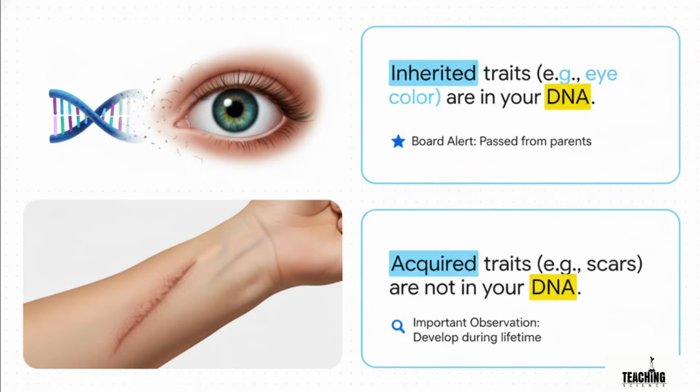But there's a really important distinction we need to make between the traits we're born with and the ones we pick up along the way. Think about this. If your mother gets her ears pierced, will you be born with pierced ears? No way, right? That's what we call an acquired trait. You acquire it during your lifetime. It's like getting a scar or learning how to ride a bicycle. These things absolutely do not change your DNA. Inherited traits, on the other hand, like your eye color or your natural earlobe shape, are written directly into your genetic code and are passed down from generation to generation.